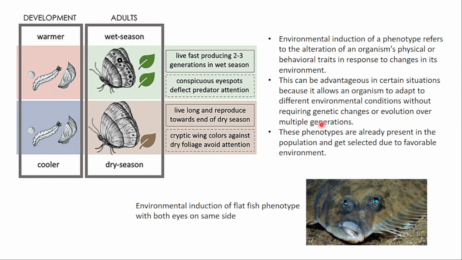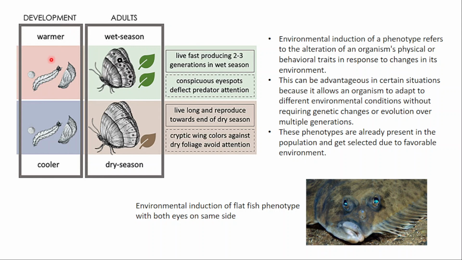to the environment. But many such traits in the body plan can be environmentally inducible, because in a population of the organism there are already certain individuals having that trait. So what happens? Those individuals get selected due to the favorable environment. So let's see an example here. I have mentioned an example of butterfly development and adults.